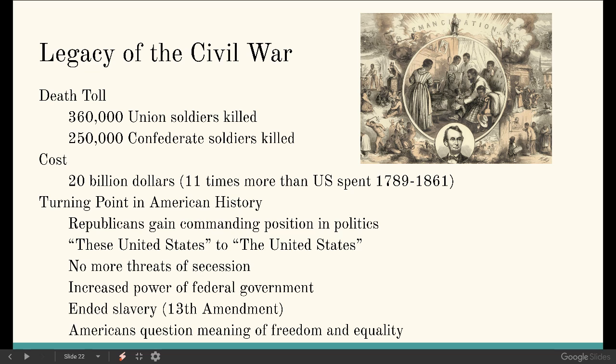We're going to see a lot of challenges to that freedom and equality in the coming years of Reconstruction and going forward into the 20th century. But this is a major turning point in the United States in our history.